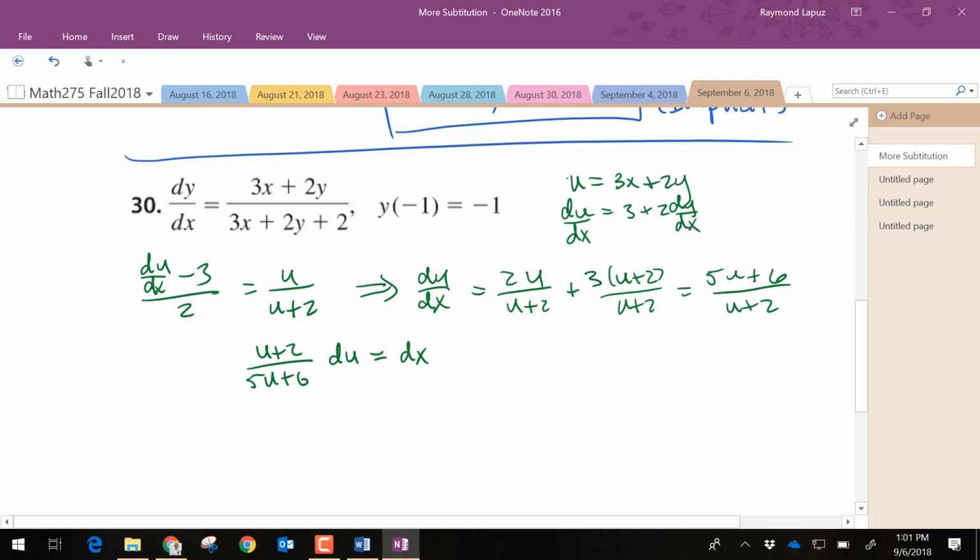Now we have to integrate that thing over there. We could do partial fractions. We could probably split it up.